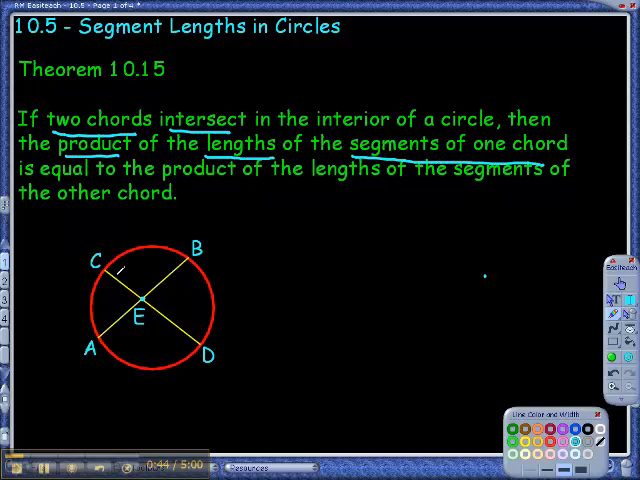So if I look at one chord, it's being divided into two segments. So the lengths of this segment here and the length of this segment here, that product, CE times ED, is equal to the product of the lengths of the segments of the other chord. So I could say that it would equal AE times EB.